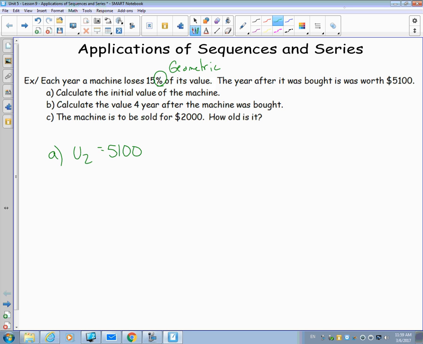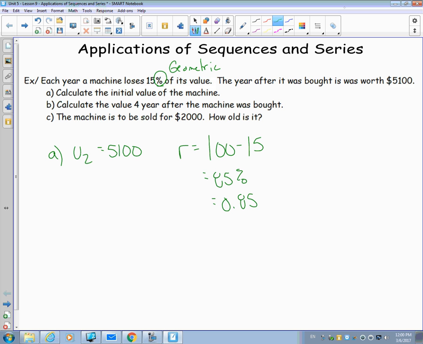And we know that each year it loses 15% of its value. That's our R value. That's going to come into play. Our ratio is I need to lose 15%. So in other words, if I take my 1, my 100%, and I subtract 15%, I get 85%, or in other words, 0.85. And my value of my machine is 85% of each previous year.